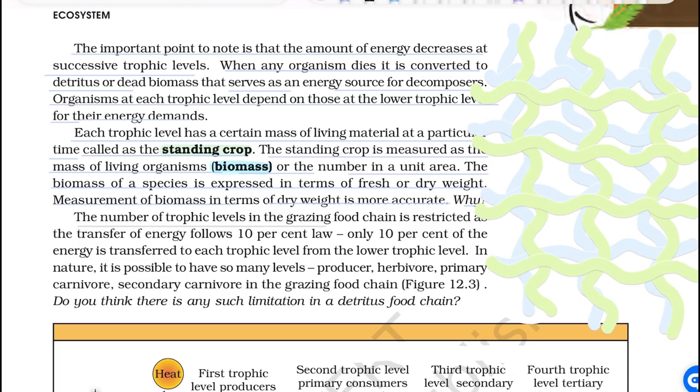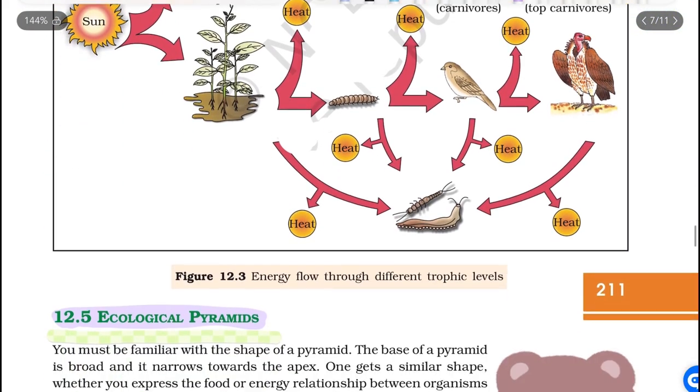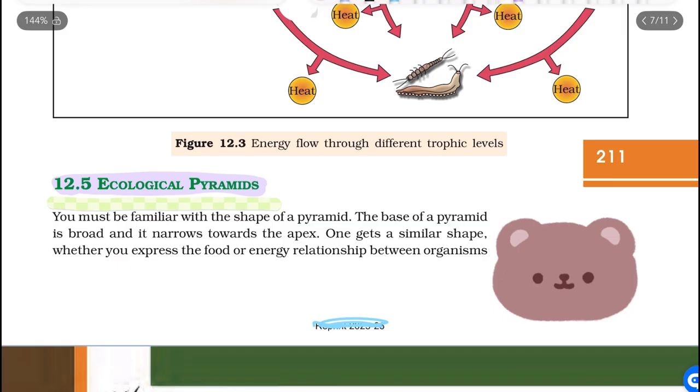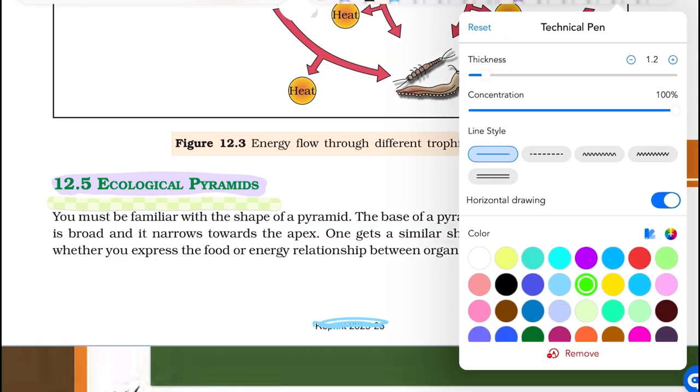Why? The number of trophic levels in the grazing food chain is restricted as the transfer of energy follows the 10% law. Only 10% of the energy is transferred to each trophic level from the lower trophic level. In nature, it is possible to have so many levels: producer, herbivore, primary carnivore, secondary carnivore in the grazing food chain. Do you think there is any such limitation in a detritus food chain? Answer this question.